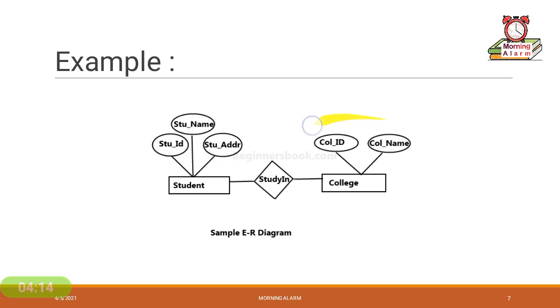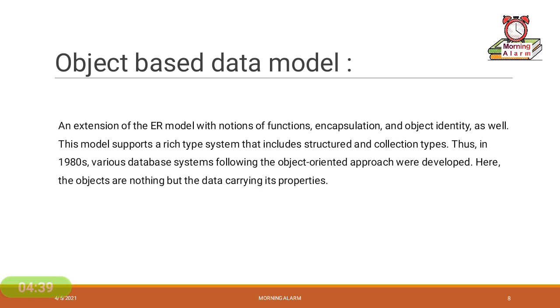Here again, college ID and college name are the two different attributes which are defining the entity college. If we observe the shapes, attributes are represented by using the oval shapes, and the entities are represented by using the square shapes, and the relation between the entities is represented by using a rhombus. These are connected by using the straight lines. It is an example for ER model. Let's move on to the next model.